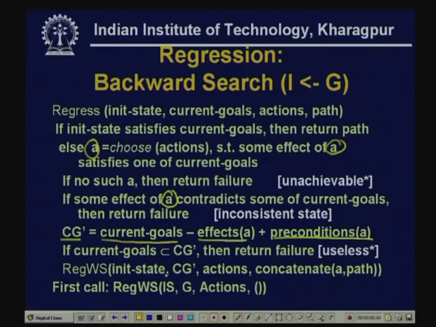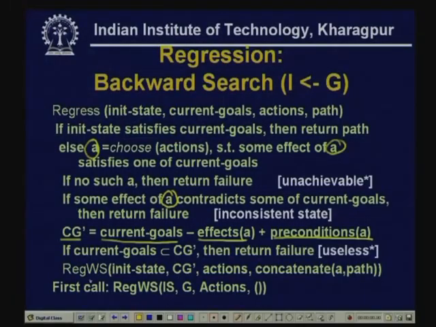If the current goals is a subset of the CG prime, then we return failure, because you see we did not achieve anything. If we get back CG prime something which is equal to or more than the current goal, then it is useless. So, we do not consider such states, we stop the regression search at those points.